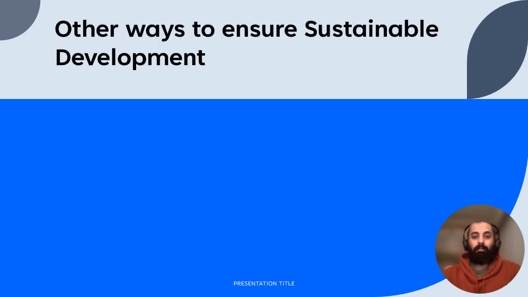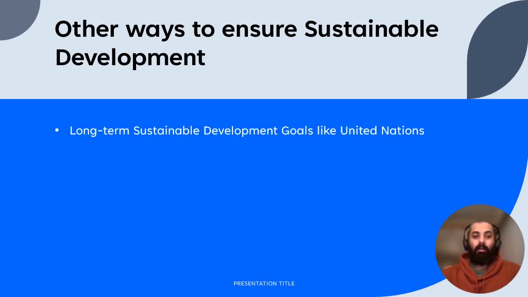Other ways to ensure sustainable development are through long-term sustainable development goals like the one proposed by the United Nations, which has a 10-year plan to ensure that countries follow and make sure for a sustainable future. And the other one is settling trade disputes. By settling trade disputes and promoting fair trade, economies can ensure that they are sustainable for the future and have a developed economy.